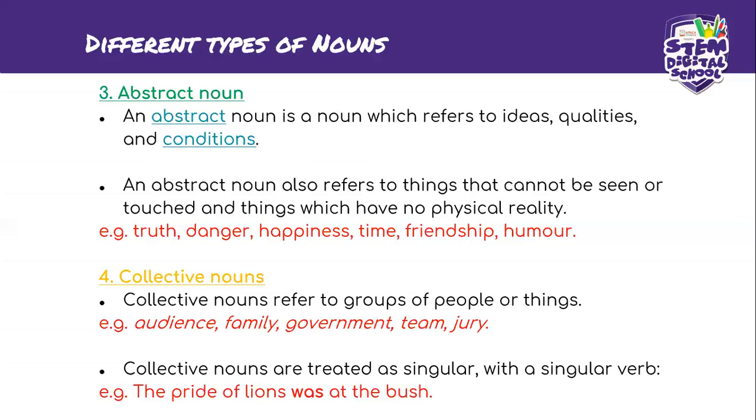You cannot see time. You cannot touch time. The only thing you can see is your clock or your watch. The only thing you can touch is your clock or your watch, but you can never see time. Time has no physical reality. You cannot take time and put it on a scale to see how much time weighs.